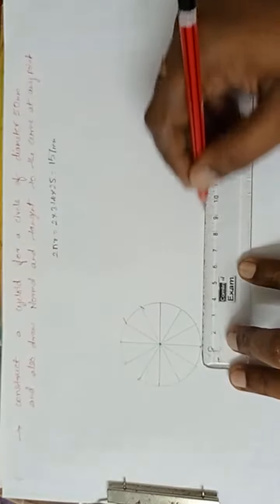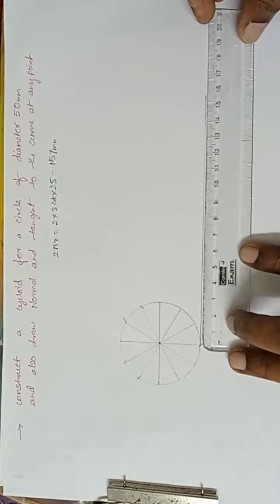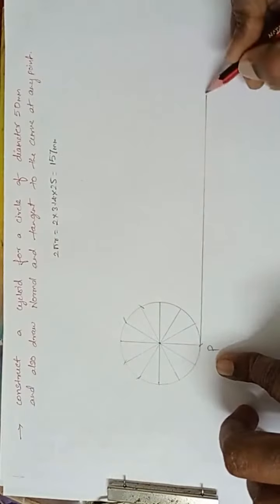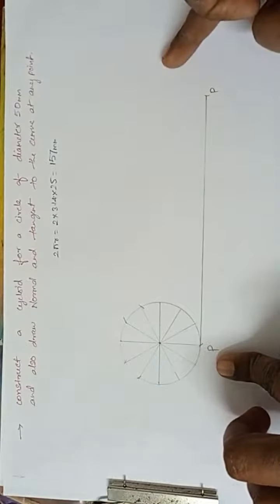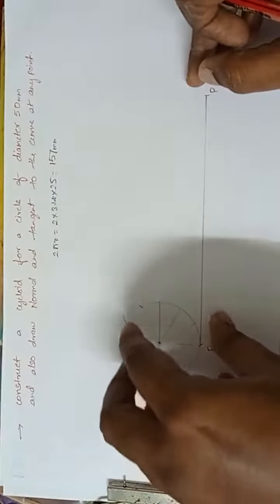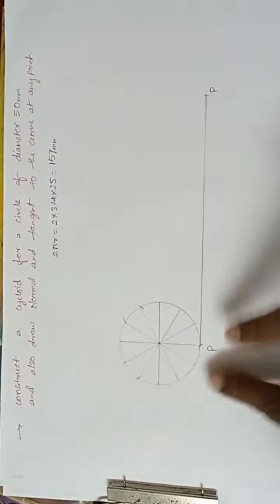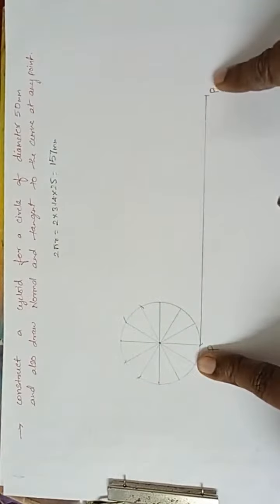I'll draw a line of length 15.7 centimeter. See, this is the length. It means for one complete revolution, P will again touch here. Starting from here, if the circle is traveling like this, it will come to here, because it will travel 2 pi r, that is the circumference of a circle. We have got the distance, 157.